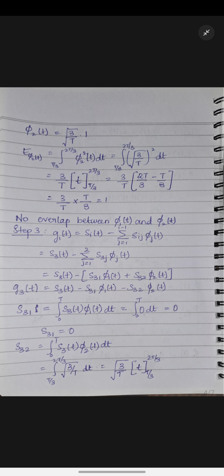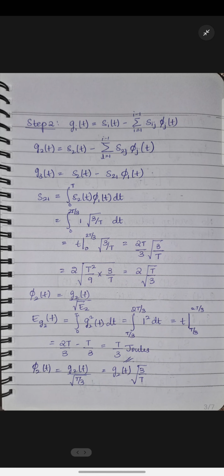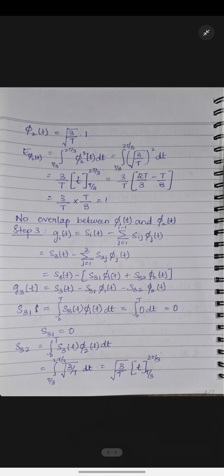So phi 2 will be here, g2 of t is equal to 1, therefore phi 2 of t will become root of 3 by t. Now we'll find the energy E of phi 2 of t, where the limits of integration are t by 3 to 2t by 3, of phi 2 square of t dt. Whatever we get for phi 2 of t, we'll substitute here and we'll get the answer as 1. Therefore, no overlap between phi 1 of t and phi 2 of t.